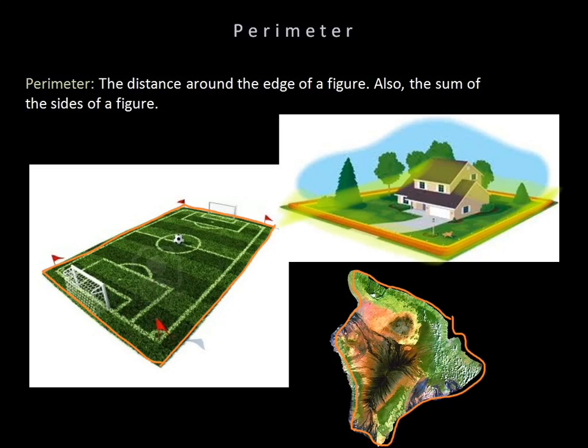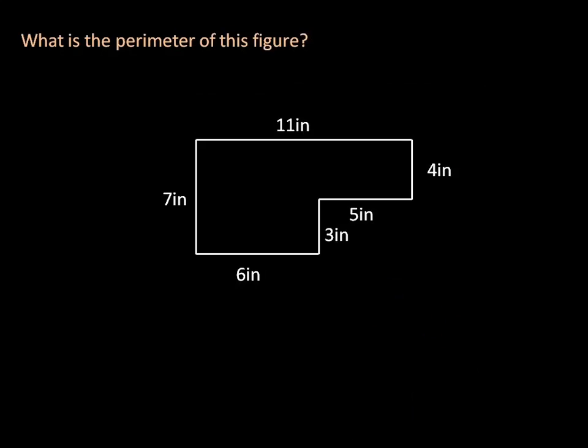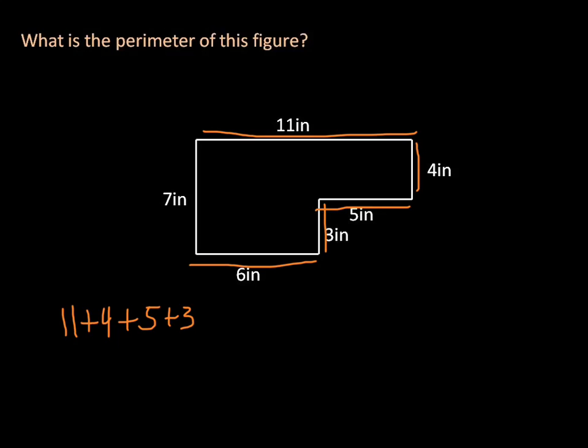Let's look at one. Here's the first one. What is the perimeter of this figure? Well, all we have to do is add up all the sides. Okay, so we take the first side, 11, and we're going to add that to the next side, which is 4. We're going to do plus 4. And then the next side around is that 5-inch side, so we're going to add 5. And then we've got 3 inches there. And then we're going to add 3 to that. And then we're going to do the 6-inch side, so we're going to add plus 6. And then finally the last side, plus 7.